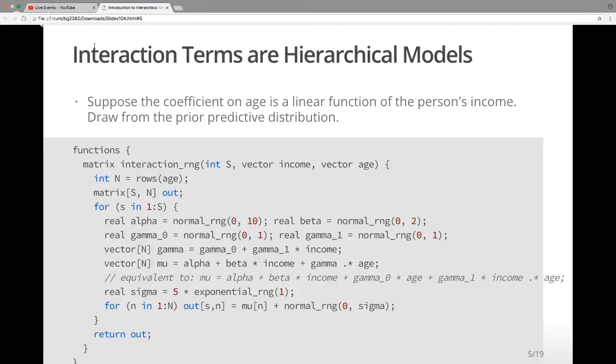You have an exponential prior with a mean of 5 on sigma, and then you fill in your matrix of prior predictions by taking the nth conditional expectation and adding to it a normal error with standard deviation sigma. Return this stuff out at the end.